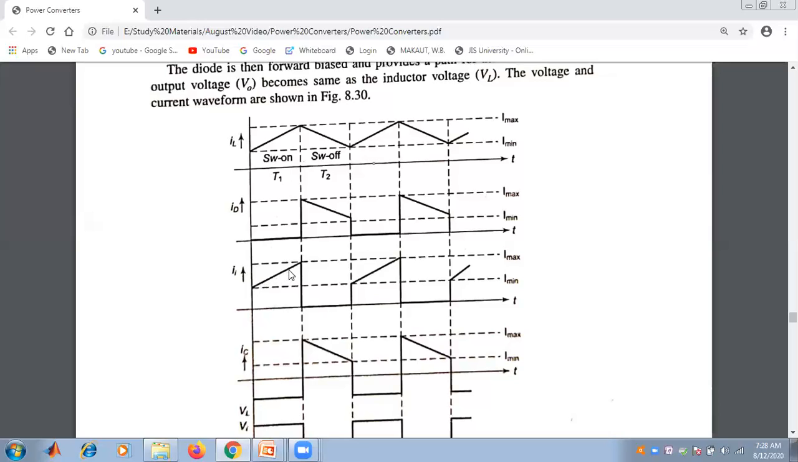Only the input current is there, that is the same as the current flowing through the inductor when the switch is on, and it follows the pattern of the inductor.